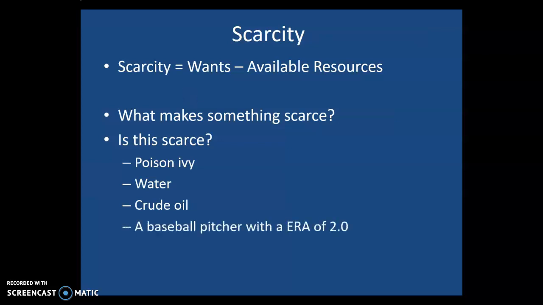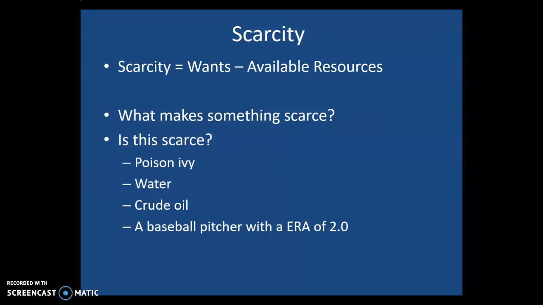How about a pitcher, a baseball pitcher with an earned run average of 2.0? And by this, I'm talking about a professional baseball player. Would a professional baseball pitcher with an ERA of 2.0 be a scarce resource? Well, first of all, we have to understand that an ERA, earned run average of 2.0, is very, very good, okay? So, can a human being be a scarce resource? Would this baseball pitcher be a scarce resource? And I would say, yes, he would be a scarce resource.